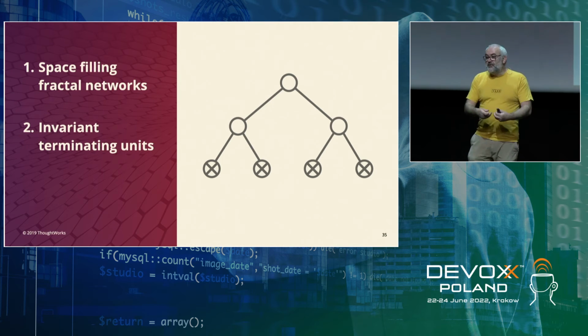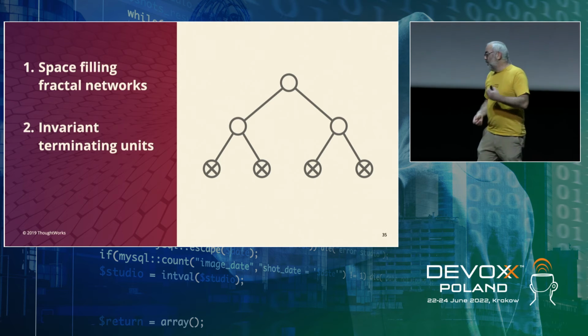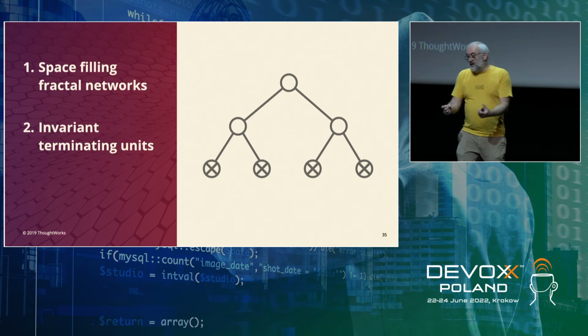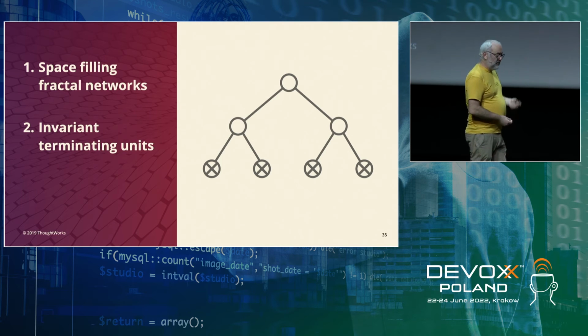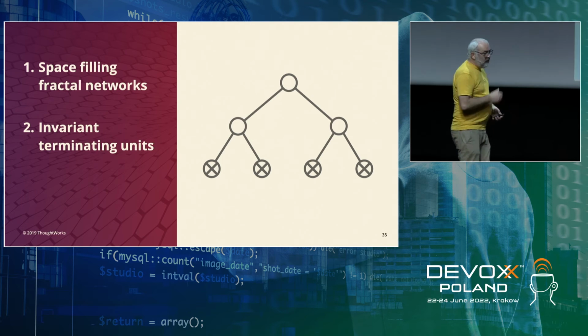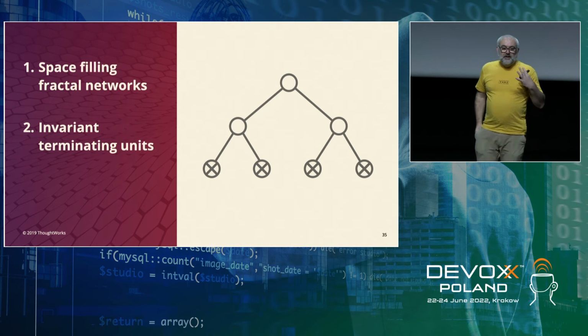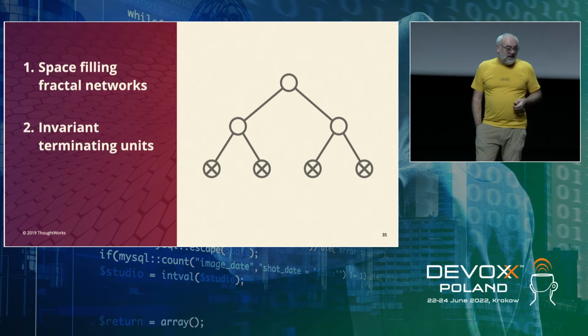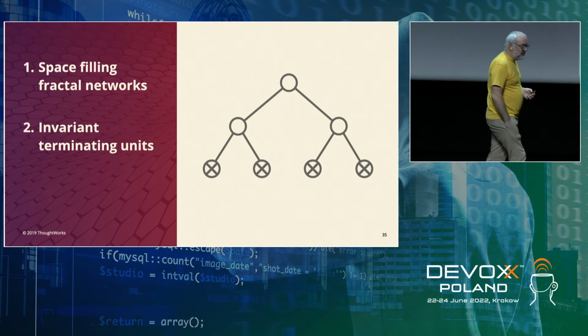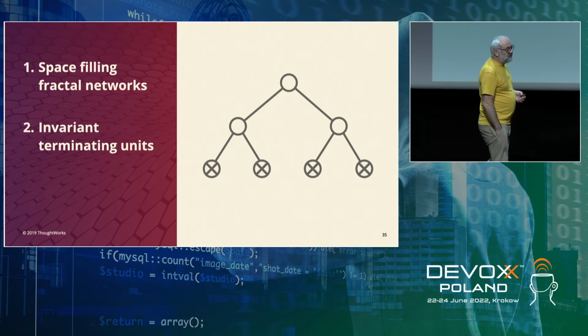So in mammals, that's cells. In companies or in cities, that's people and houses, essentially. Or people in companies and houses in cities, sorry, the other way around. I also think that this is a much better name for consultants, invariant terminating units. We've been trying to get our HR people to call us that, but no, meat bags is what they insist on, so that's what we'll stick with.